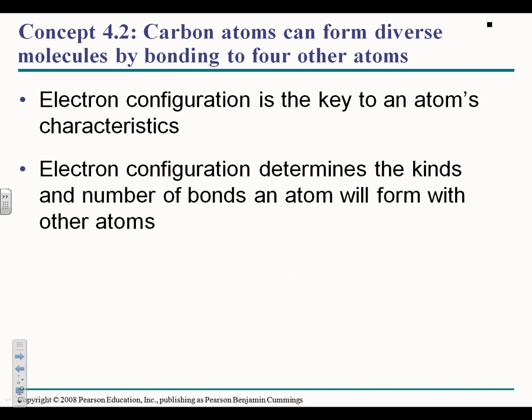Concept 4.2 is that carbon atoms can form diverse molecules by bonding to 4 other atoms. Now, how is this done? It's done through something called electron configuration. It's the key to an atom's characteristics. It's the configuration that determines the kinds and numbers of bonds an atom will form with other atoms.